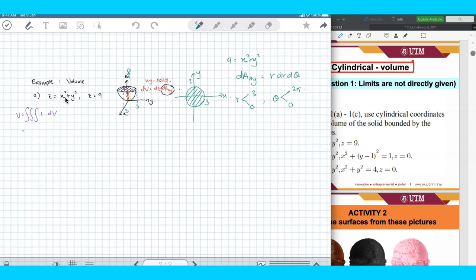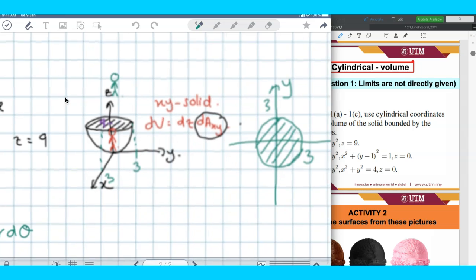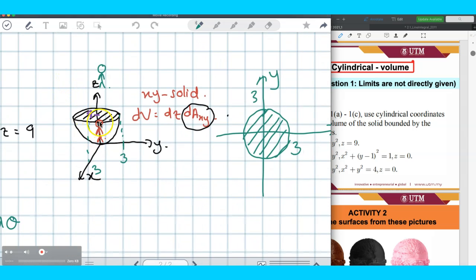So now we have dz r dr d theta, which means that now you have r dz dr d theta. So theta 0 to 2 pi, r 0 to 3. How about z? Okay, now for z, you have to look at your solid. Look at yourself inside the solid. So who becomes your lower bound?